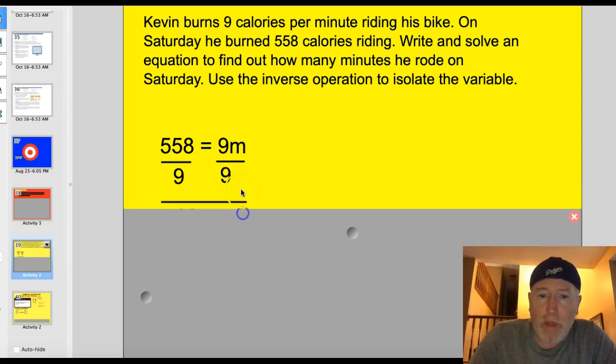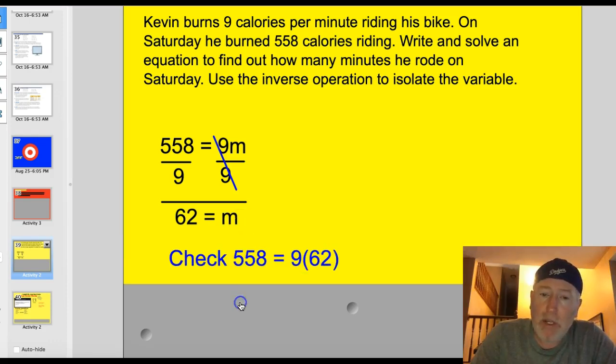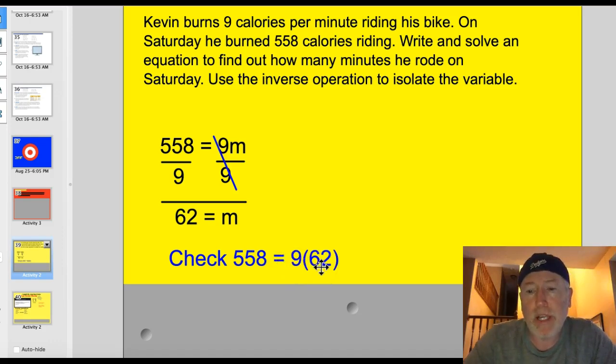So when we do that, we can isolate that variable. 9 divided by 9 is just going to leave you m. 558 divided by 9 gives you 62. 62 equals m. 62 minutes. And we can check it real quick. We can take that 558 and go, does it equal 9 times 62? And it sure does. And we have just completed our first multiplication equation.